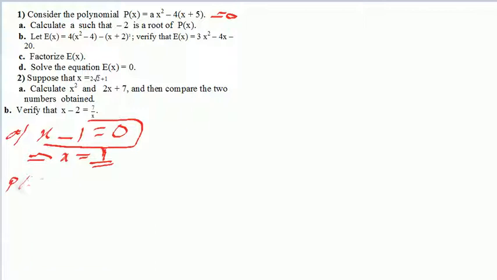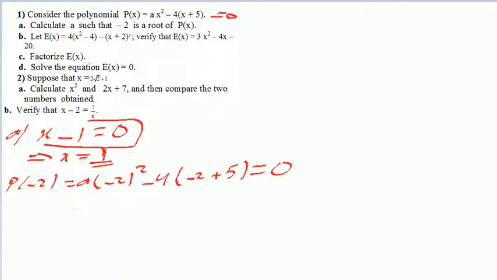So p of minus 2 is equal to. What does it mean, p of minus 2? It means replace x by minus 2 in p of x. I will have a times minus 2 squared, minus 4 times, instead of x, minus 2, plus 5, and it should be equal to 0. Why? Because minus 2 is a root of p of x.